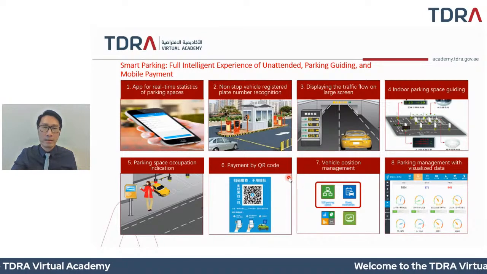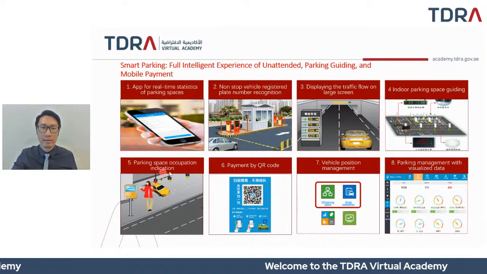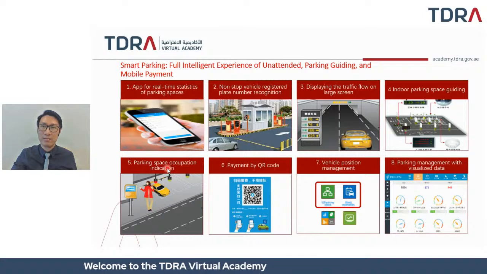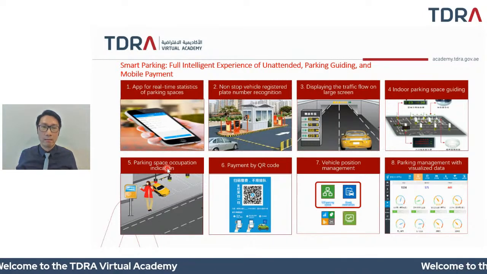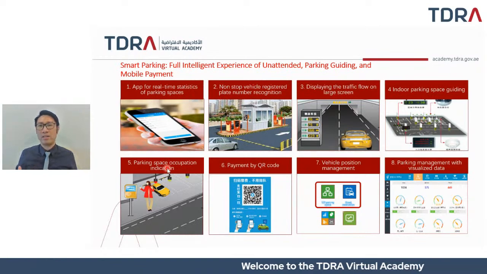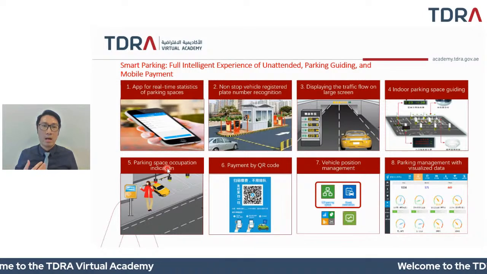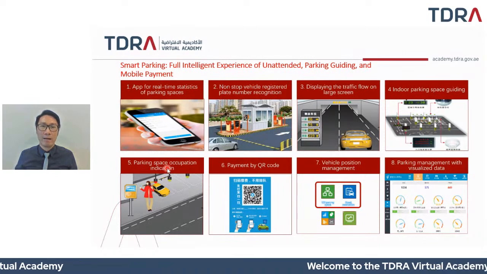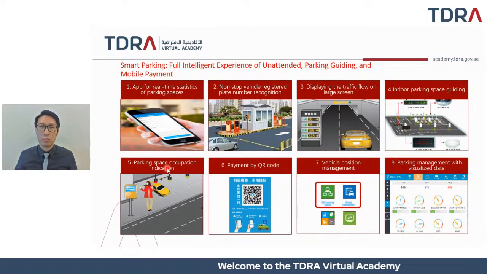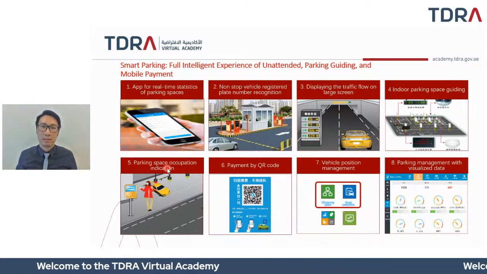And currently in Malaysia, we only have the parking space occupation indication. So in the parking lot, above there will be an LED light to show whether this parking lot is occupied or not. But this is not enough. I need an application to tell me where I can find the empty slot. So this would save my time and I don't need to spend a long time turning around looking for parking.